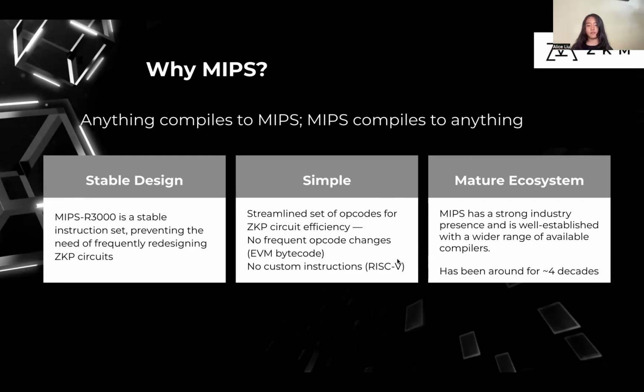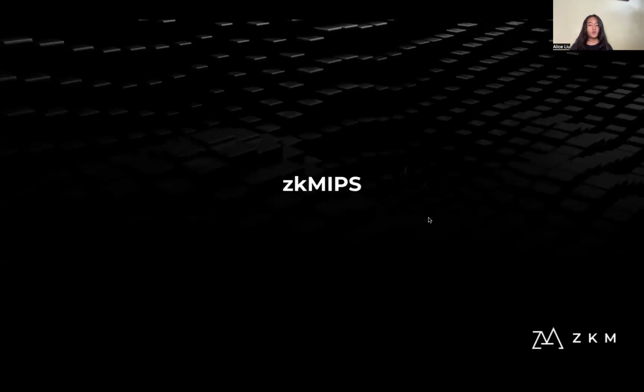bytecode and also RISC-V. MIPS itself has a very strong industry presence, is very well established, has been around for around 4 decades, and overall has a pretty mature ecosystem compared to some of the other ISAs in the market. Now on to our last part.